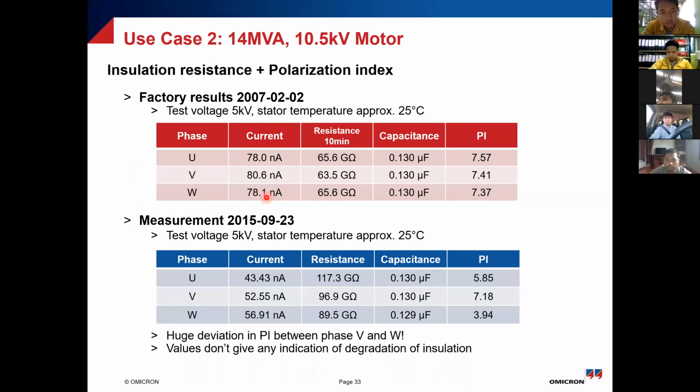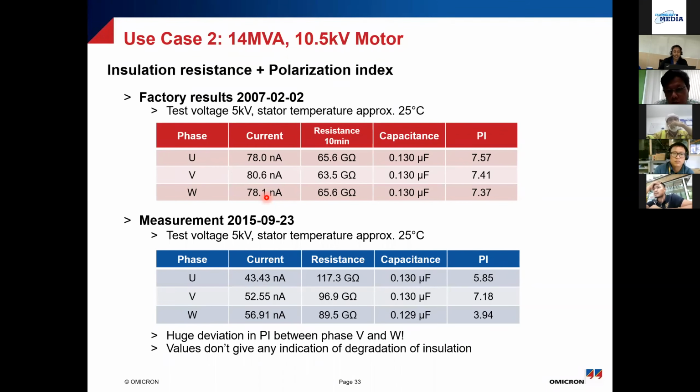Another use case, this is a 14 MVA, 10.5 kV motor, so pretty huge. Here you can see the insulation resistance measurement and PI measurement were done. This is from the factory results. Then the measurement was also conducted around 8 years later. You can see the insulation resistance, and this is not 10 minutes, actually this one is 1 minute. But for PI, you can see there is quite a bit of difference from phase V to phase W. Please remember that the results are still within limits. It's not as if the results have crossed the limits, but you can see a significantly lower value in phase W. However, this doesn't give you any indication of what the degradation is. As I said, it treats the whole insulation as one bulk.